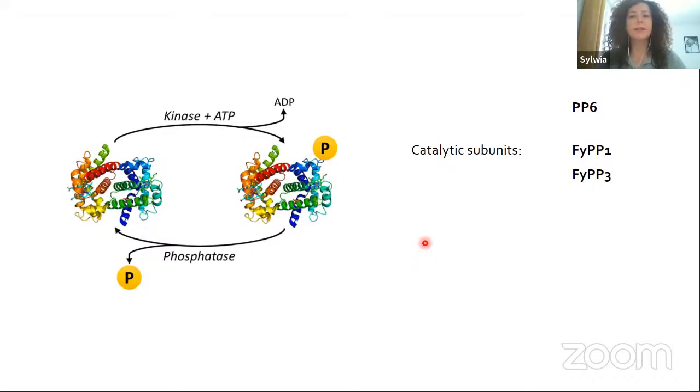But besides having catalytic subunits, this PP6 holoenzyme also consists of regulatory subunits. And in Arabidopsis, 4 such regulatory subunits were identified, and those are SAL1, SAL2, 3, and 4. So in our TAP data of SMAX7, we actually found 3 components of the PP6 holoenzyme. Those were the 2 catalytic subunits, FYPP1 and 3, and 1 regulatory subunit, SAL4.